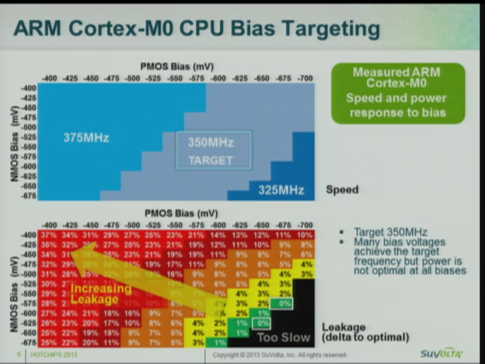It's easy to hit the performance. But if you look at the leakage, it increases pretty quickly as you shift the bias and you lower the threshold voltage. There's a very thin green line where we have minimal leakage power. So we need a good way to target that leakage.